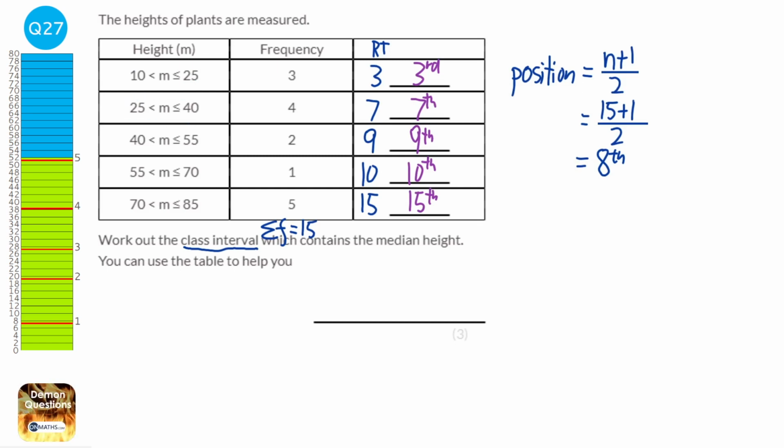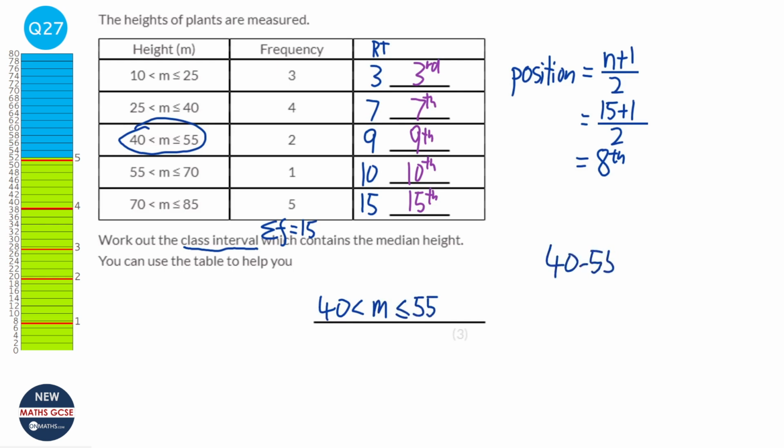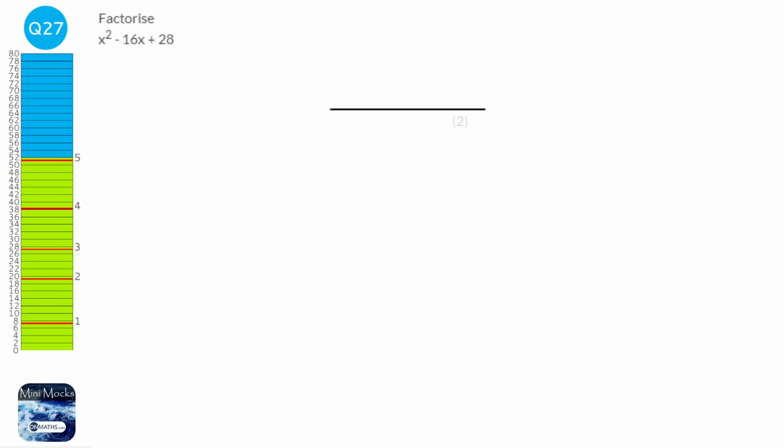So we're looking for the 8th one. Well, the 7th one is the last one in this group. So the 8th one will be in this group here, as well as the 9th. Then the 10th one will be in the next group. So when it asks for a class interval, all we need to do is copy down exactly what the group is. So it's 40 to 55. And don't ever write down 40 to 55 or anything like that. Always copy it exactly from the table.